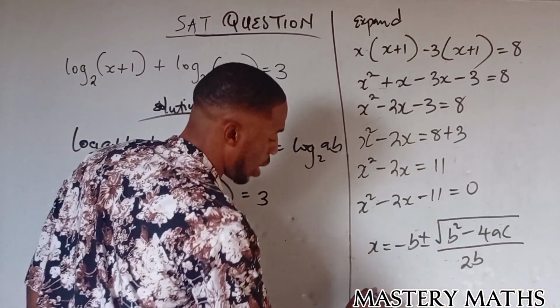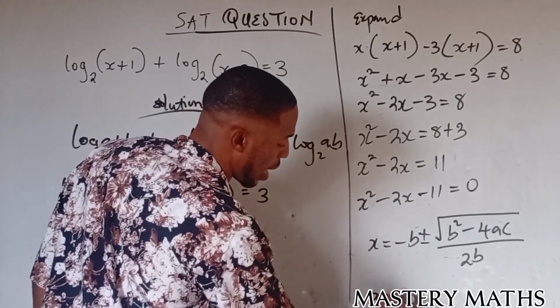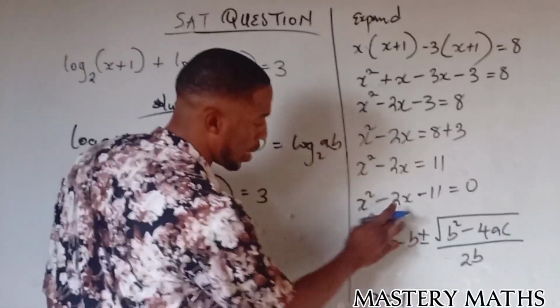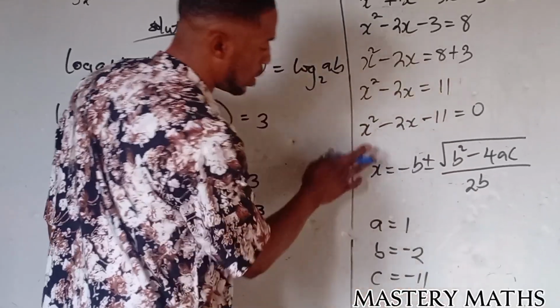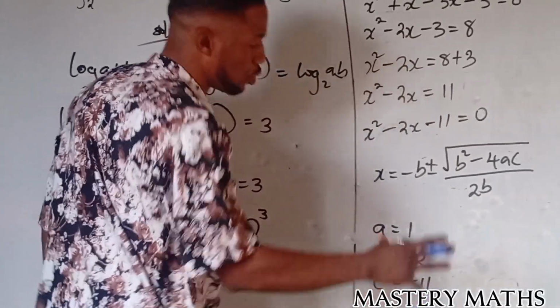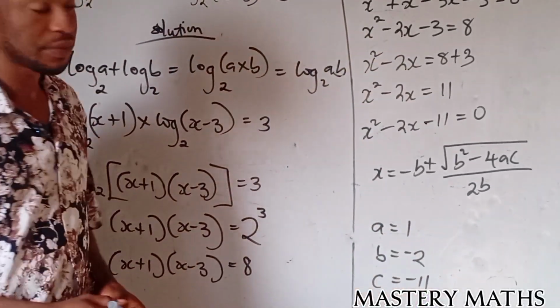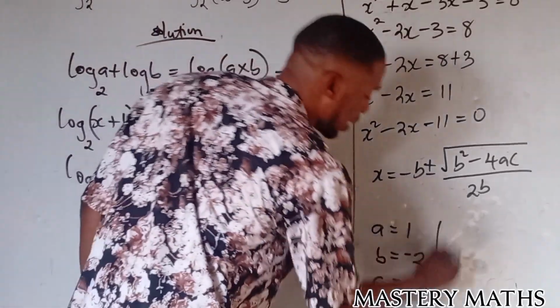Now, to split it, you have your a, your a is 1. Your b here is minus 2. Now your c represents minus 11. So this is a, b, and c. Now we substitute this inside.